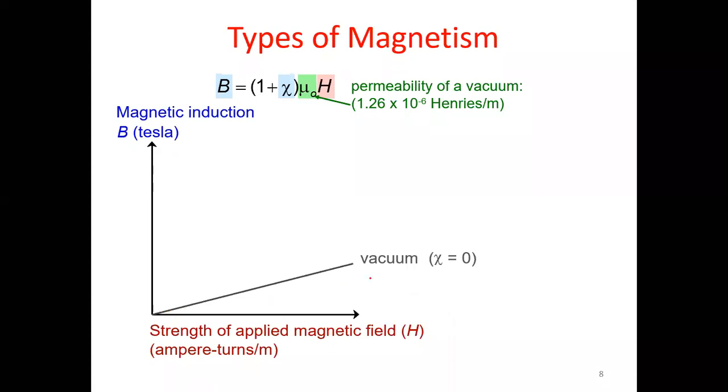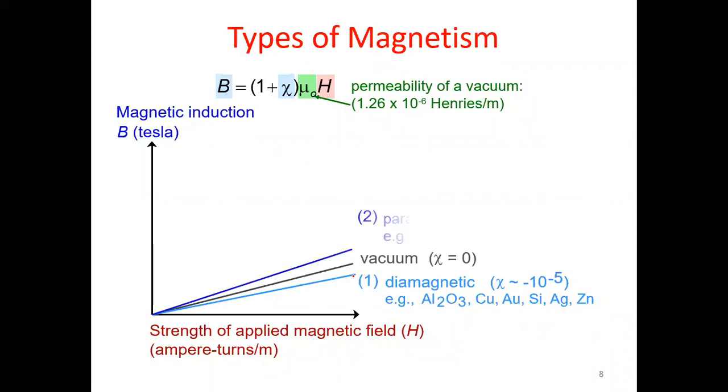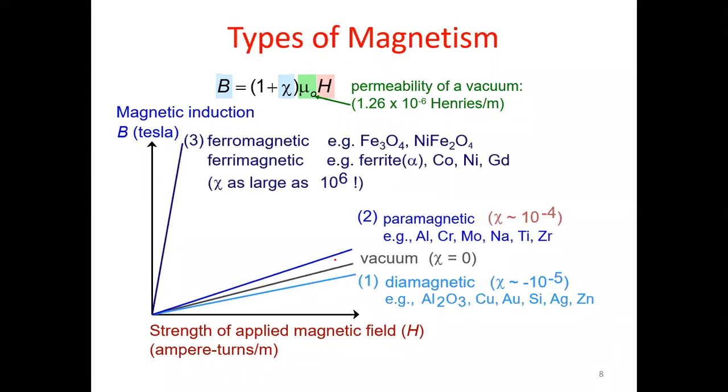So this line shows vacuum, that means when the susceptibility is zero. When we have diamagnetic materials, whose susceptibility is negative and small, the magnetic induction behavior in the presence of a magnetic field is indicated by this line. For paramagnetic materials, it is indicated by this blue line. And for ferromagnetic or ferrimagnetic materials, it is this line.